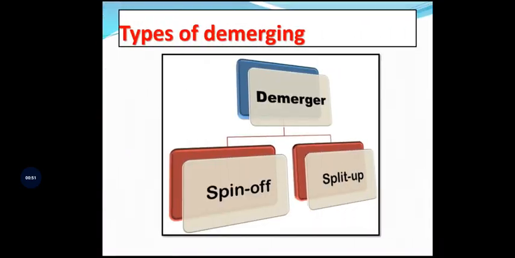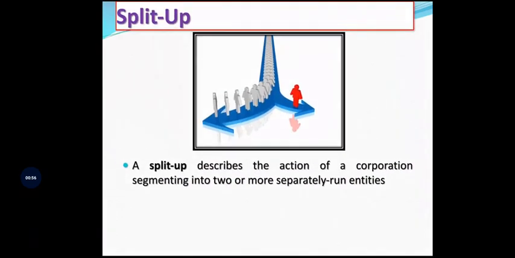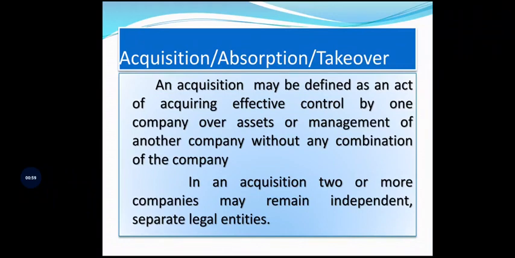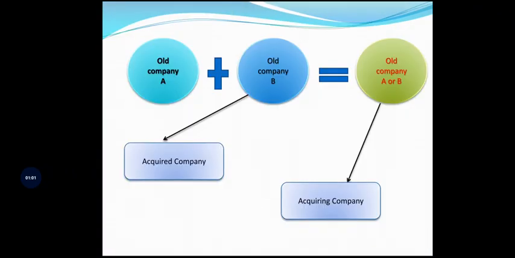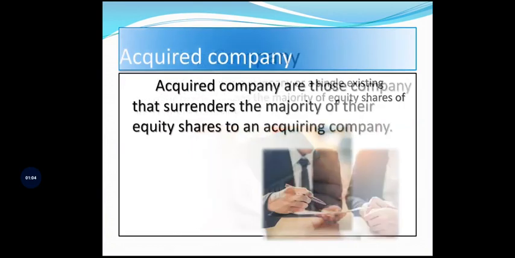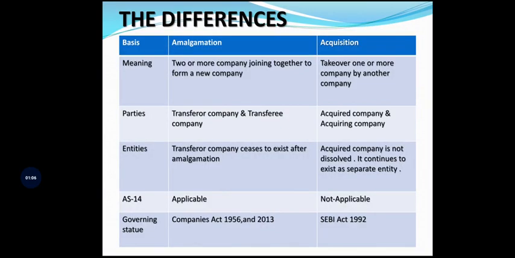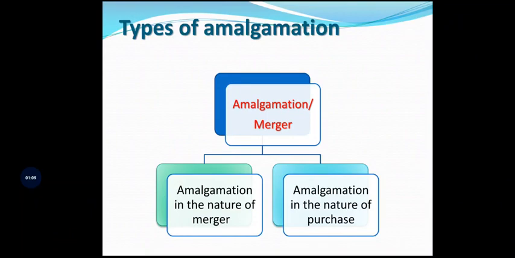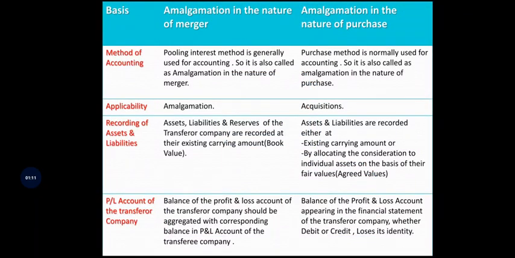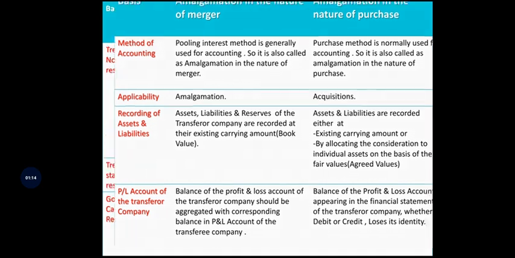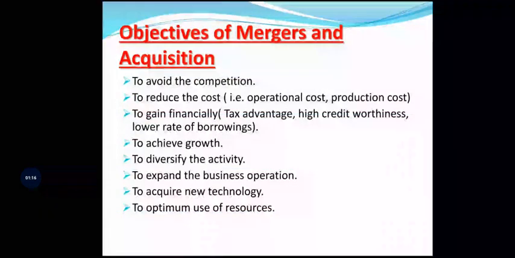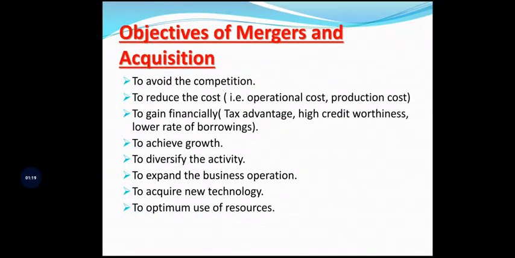And also we have discussed the other concepts, that is demerger concept, spin-off and split up, and acquisition or absorption or takeover. We have discussed the acquiring company and acquired company, and the differences between amalgamation and acquisition, and between amalgamation in the nature of merger and amalgamation in the nature of purchase. And in the last class we discussed the objectives of mergers and acquisition, that is why the companies enter into merger and acquisition.